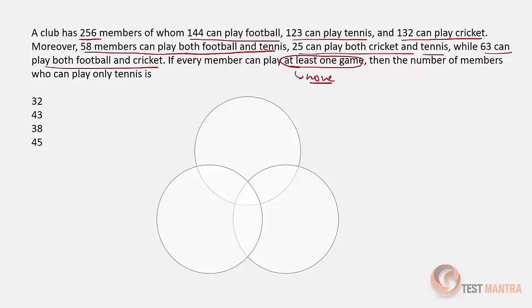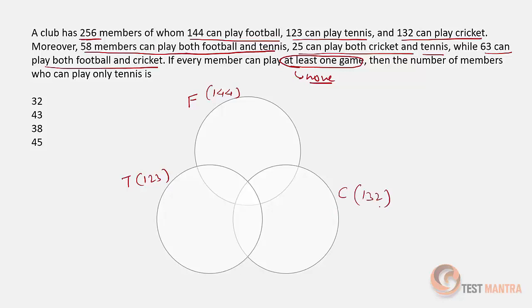So let's consider 560 people are there, where for football, it's given 144 people play football, not football alone. Then tennis is 123, and then cricket is nothing but 132.